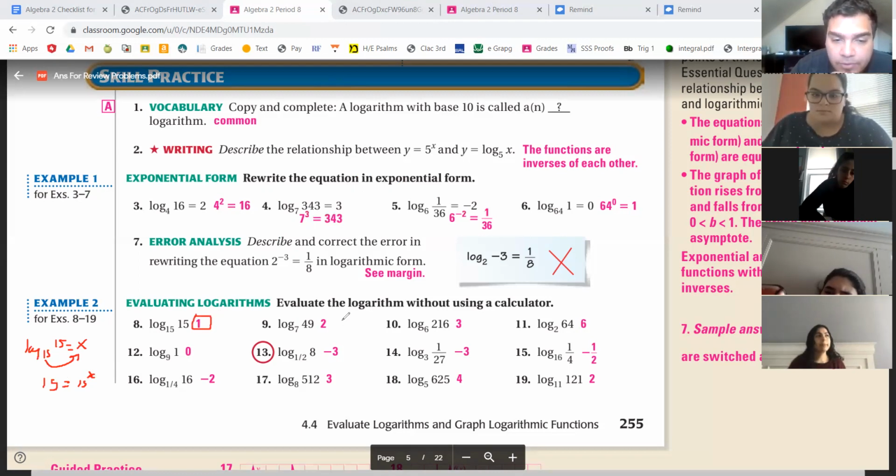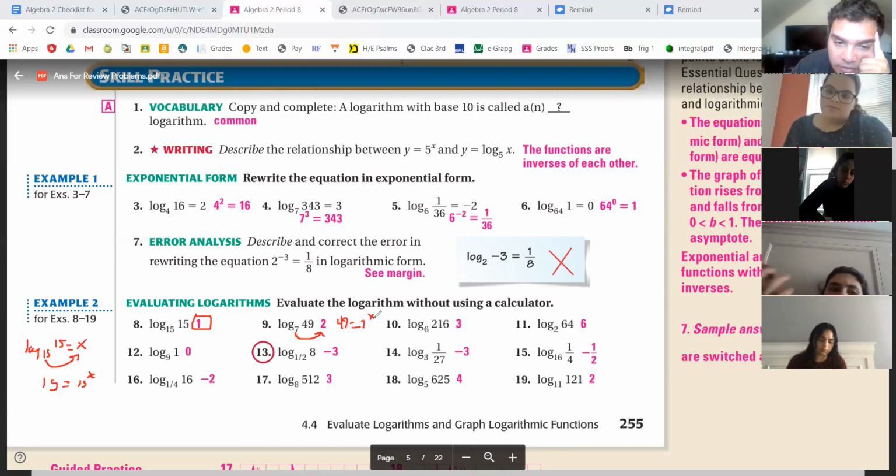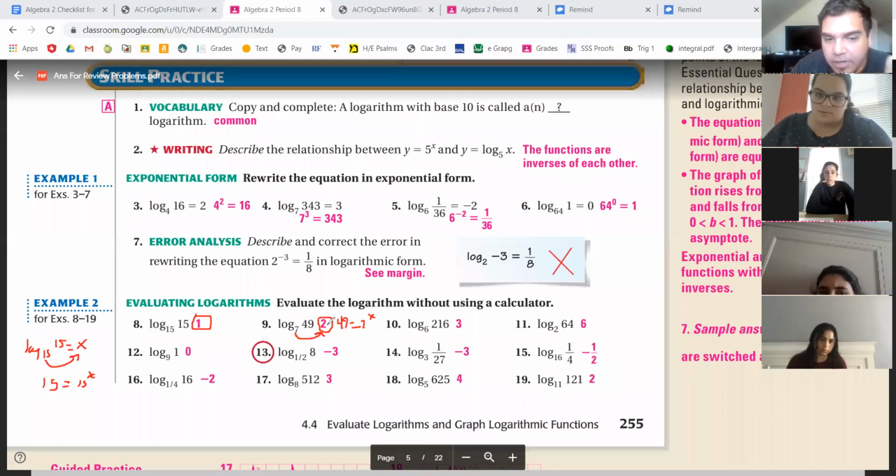Here, I would do 7, and I would slip the 7 to the other side. So I have 49 equals 7 to the x power. What do I use for the x power? Oh, that's 2. So 7 to the second power equals 49. So my answer is 2. So you just have to think like what number would get you what you want. Okay? And then you can do that for all of this.